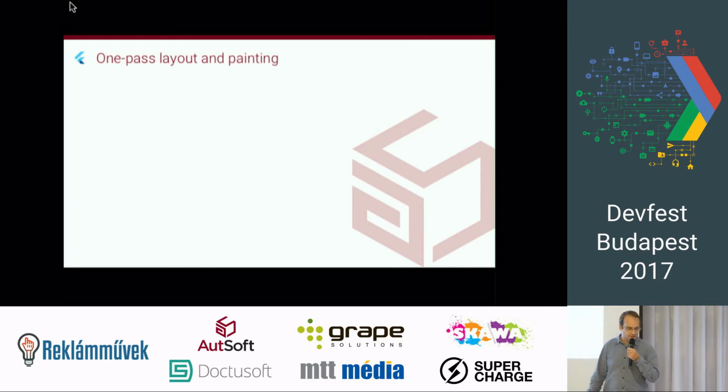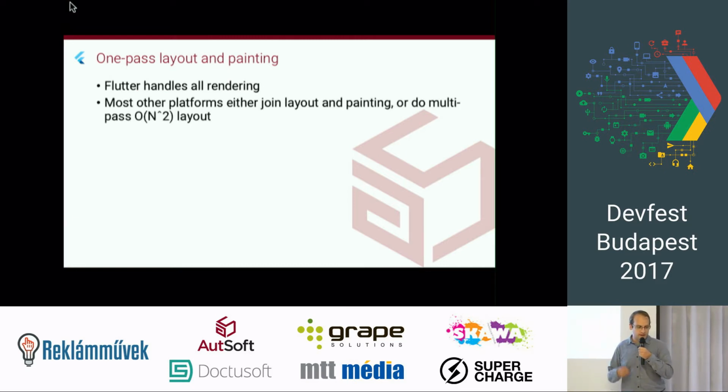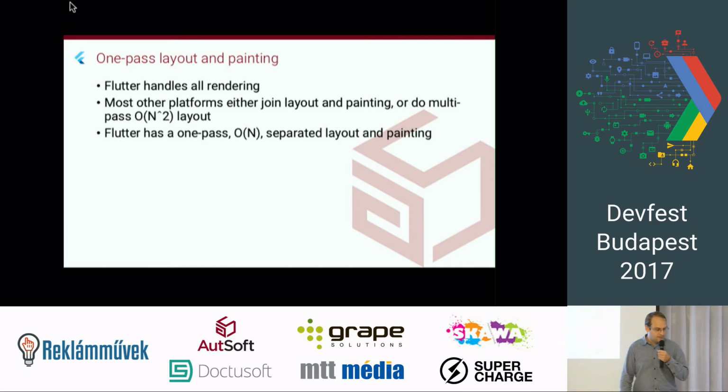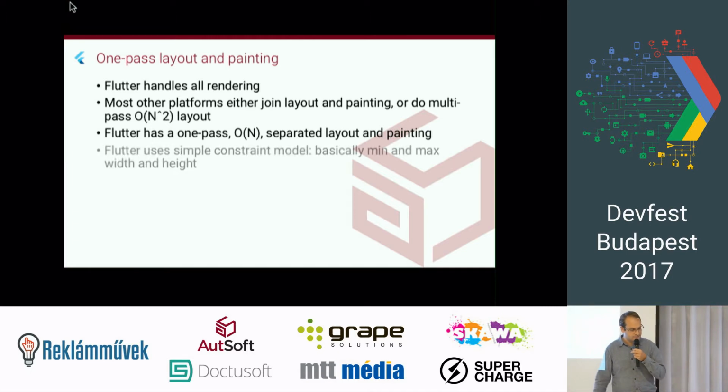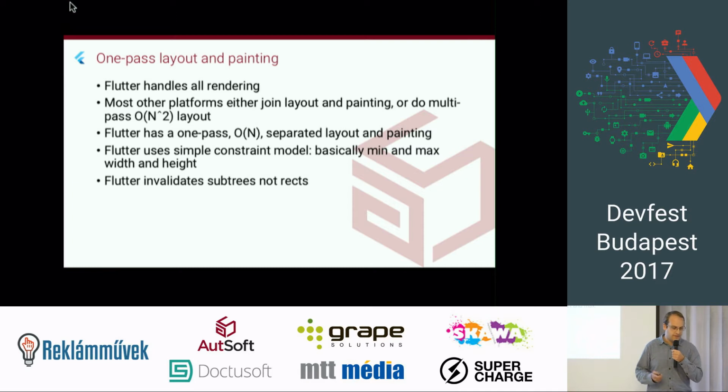Well, layout rendering, as I said, is done entirely by the framework. It can be fast because, unlike most other platforms, which either join layout and painting or do multipass layout, Flutter has a one-pass and separated layout and painting. It invalidates subtrees and not rectangles, because Flutter developers found that the old way of invalidating rectangles on the screen works well on desktop, but not very well on mobile. And it uses a very simple constraint model, basically just minimum and maximum widths and heights. So none of the iOS complicated constraint model, but something similar. And as I said, it invalidates subtrees, not rectangles.